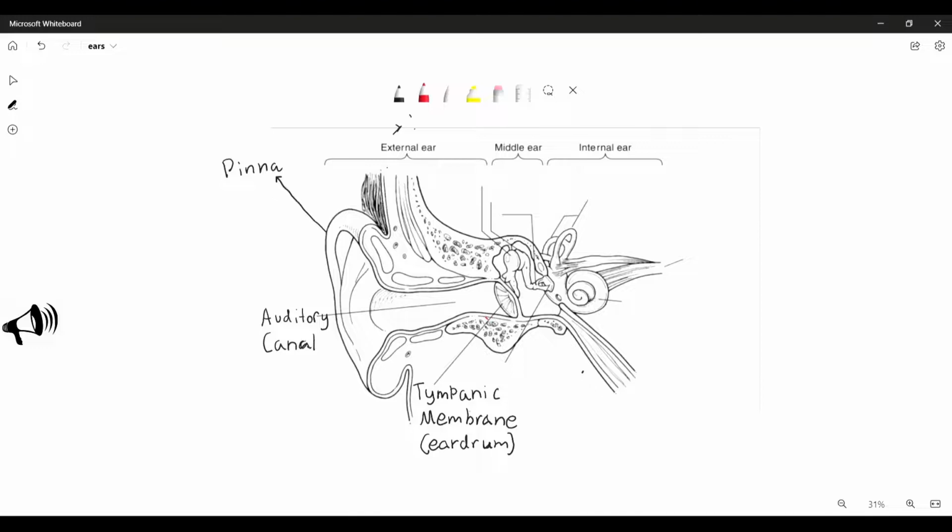And in the middle ear, you'll find three bones called the ossicles. The first ossicle is the malleus, and then is the incus, and then is the stapes. So the vibration travels through these three bones and then gets to the oval window, which is right over here, and that is the oval window.